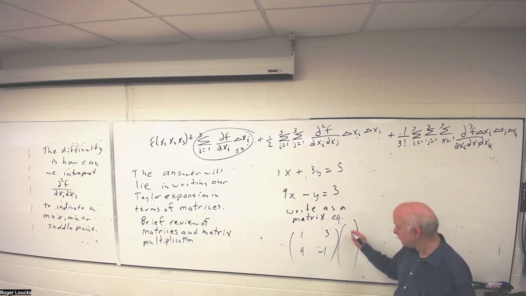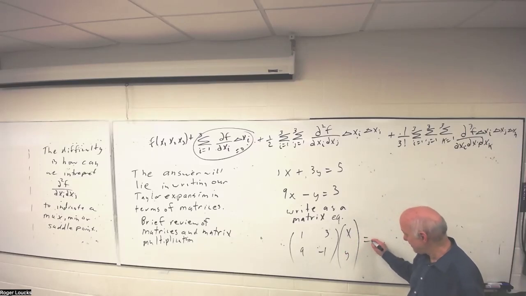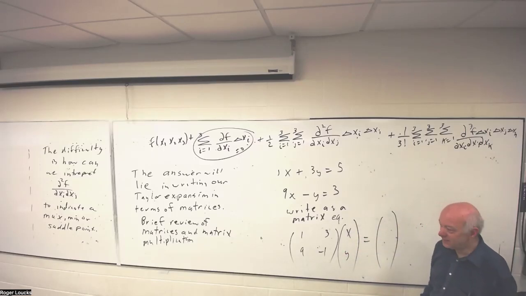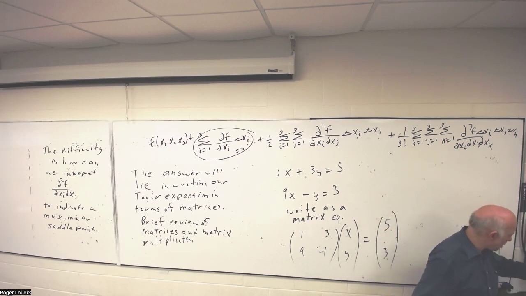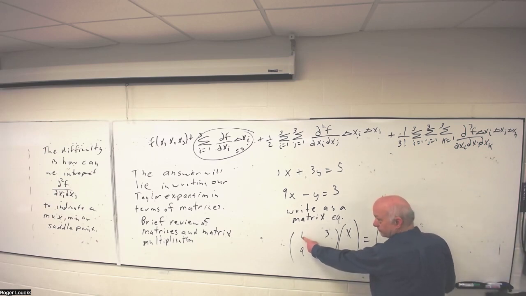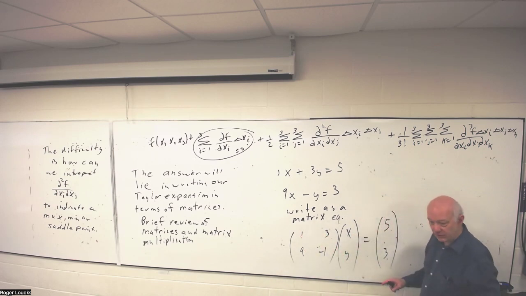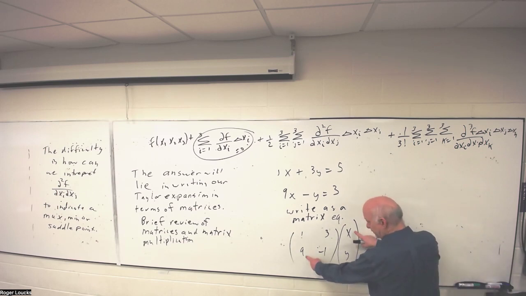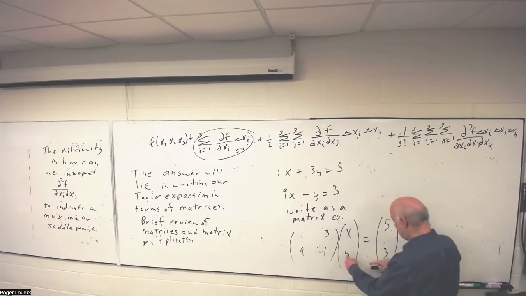Five. X, Y. Okay, what would I have over here? It's 5, 3. I have 5, 3. So how do you do matrix multiplication? Okay, you do this times this plus this times this, right? So you do this times this plus this times this. That would have to equal 5. Then how do I get this one? I take this times this plus this times this, and that would have to equal 3.